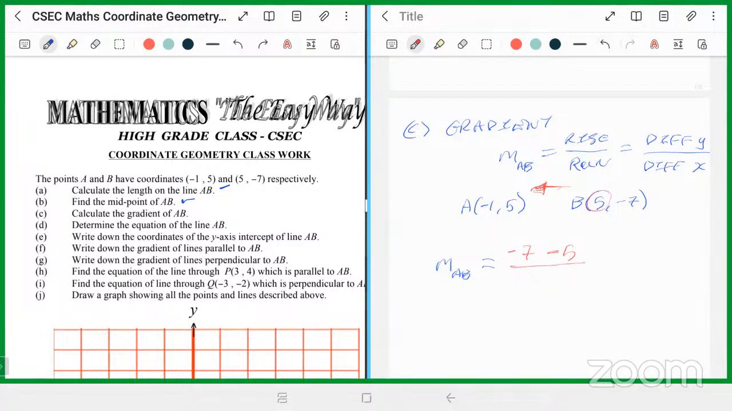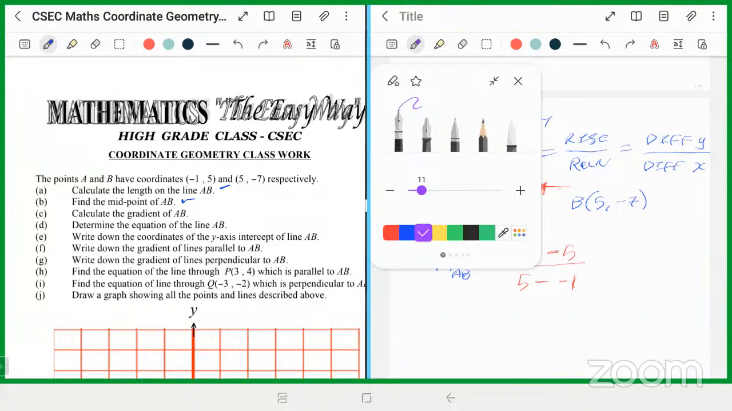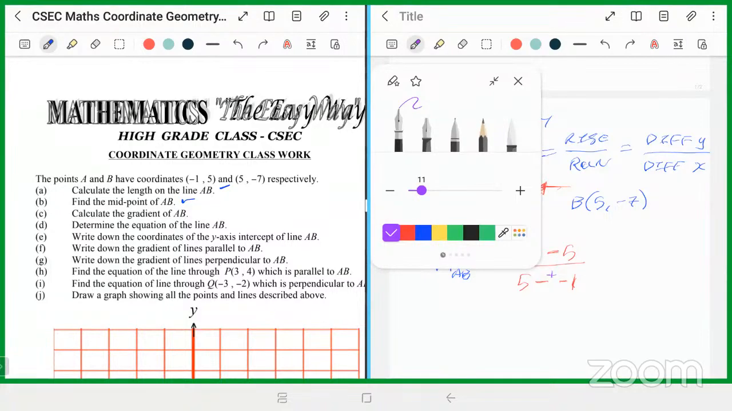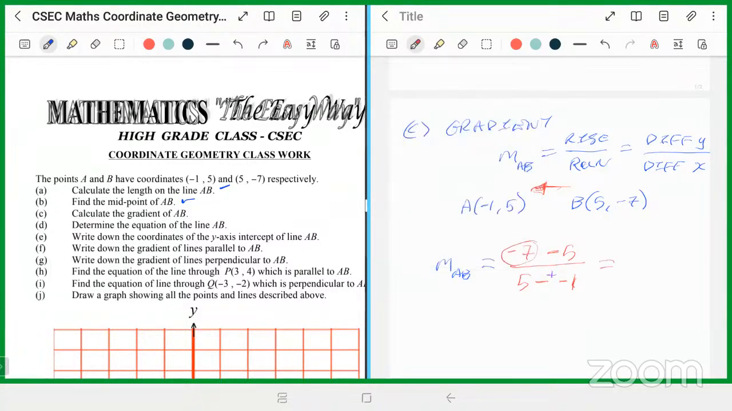These now are the 2 x values. And so it is this x value, which is a 5, minus this x value which is a -1, not 1, a -1. So I'm doing 5 minus a -1. This minus minus here is equivalent to a plus. So let's put a plus right there. So this is like 5 plus 1. If I simplify the values, I'm going to get -7 and -5 is -12, divided by 5 plus 1, which is 6.